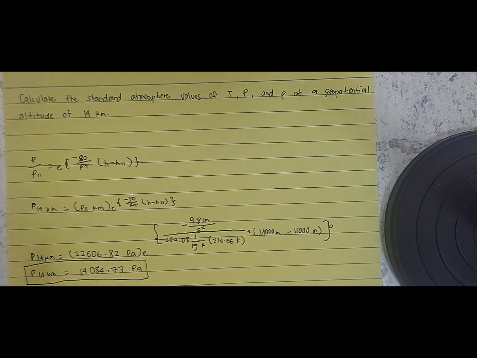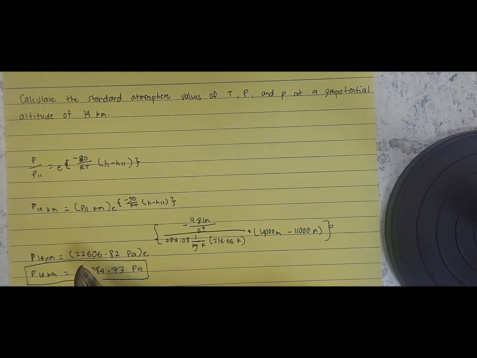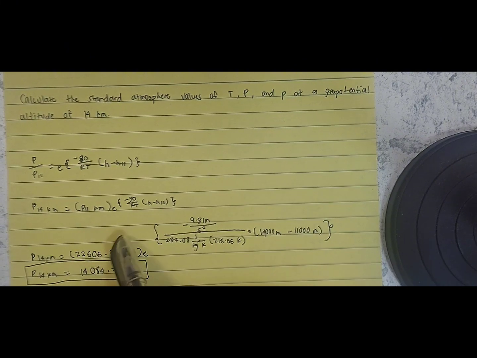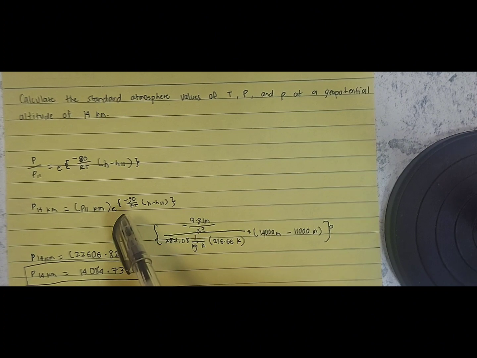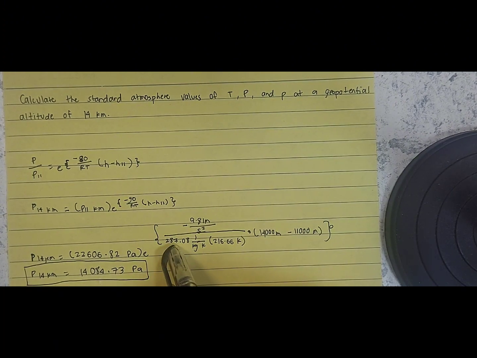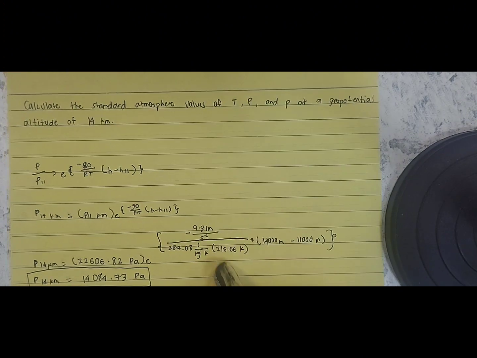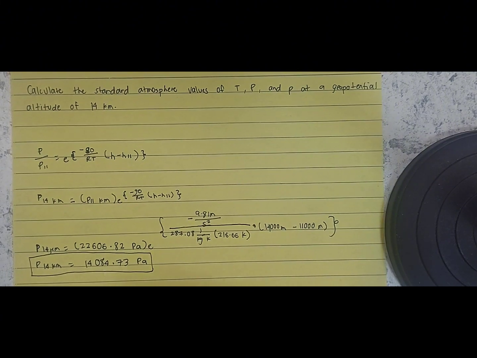Then, since alam naman na natin yung constant pressure sa 11 kilometers, which is ito, 22,606.82. Then, i-substitute na lang natin siya dito. So, yan. Then, itong g0, substitute natin lahat. RT, to 287.081 J over kg Kelvin times the temperature, 216.66 Kelvin times itong difference in height. So, yan.